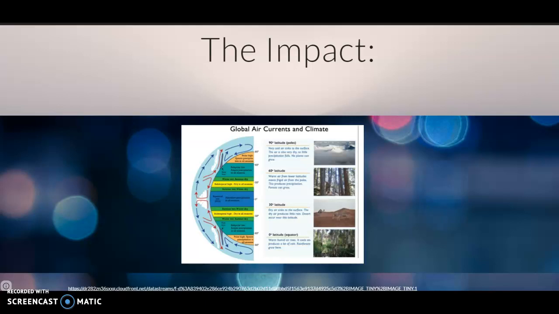And it shows the 90-degree latitude, 60-degree, 30-degree, and 0-degree latitude with the pictures, and then over on the left side it shows the wind direction and the type of climate that it would have.